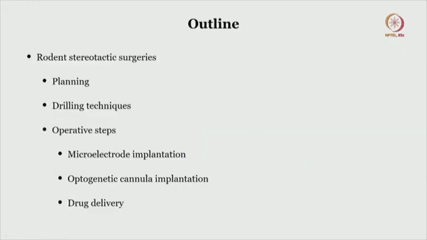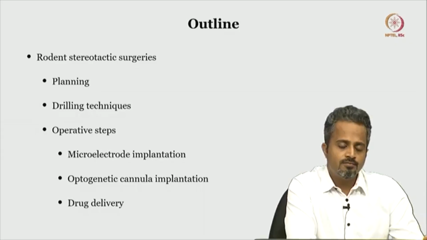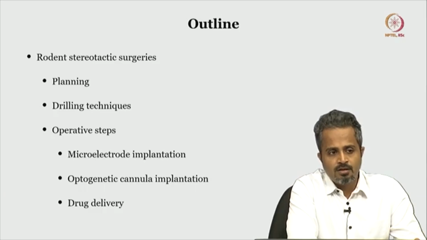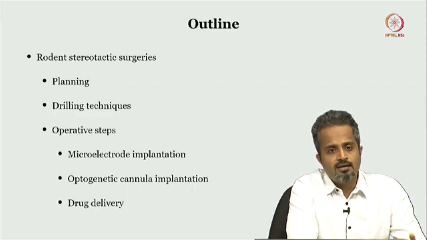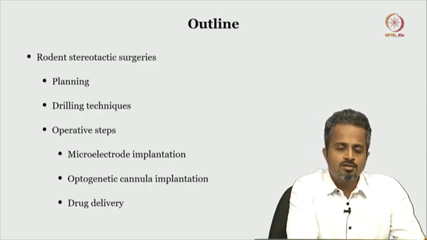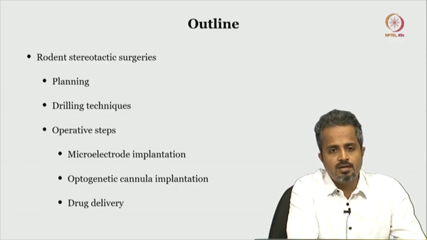This is the outline of today's session. We will briefly go through the planning involved, just to have a recap on how and what we need to do. The planning aspect is the foremost important step, where one needs to have a full idea as to where you are going to target and how you are going to target, what your entry point is, and what trajectory needs to be considered. All that needs to be done before you actually begin the surgical experiment.